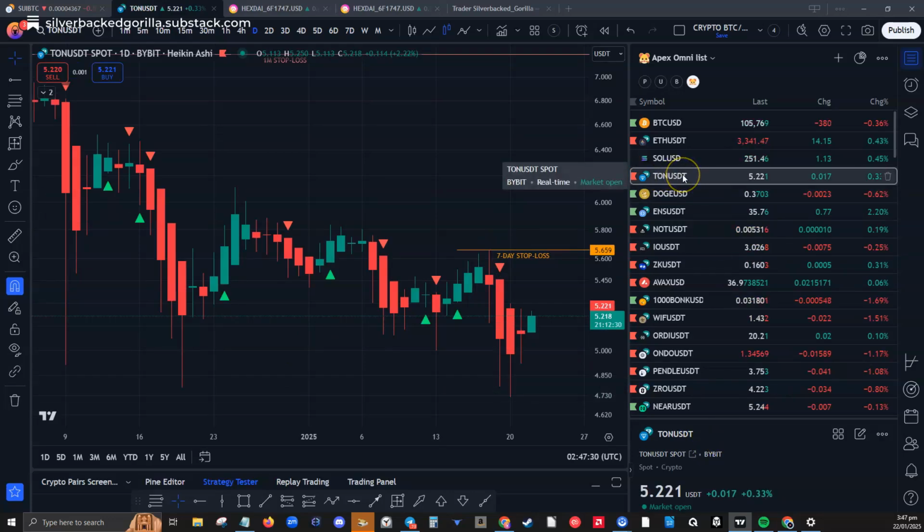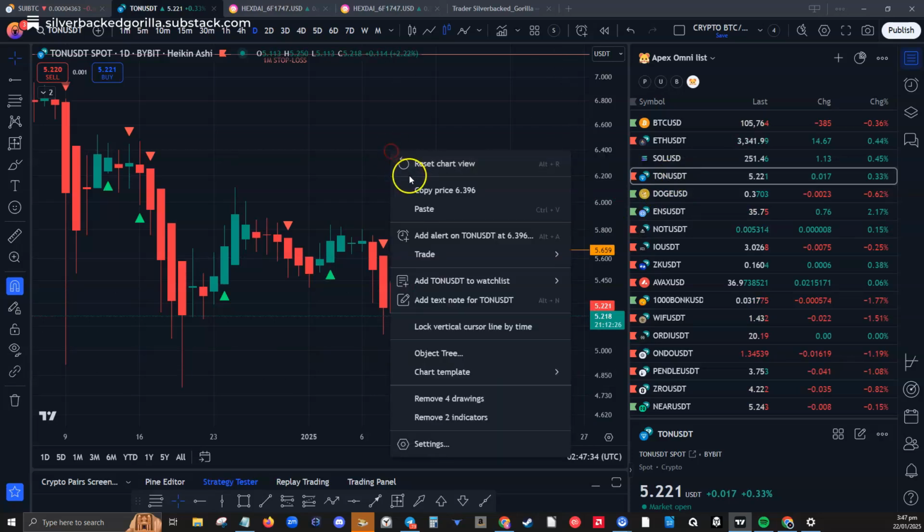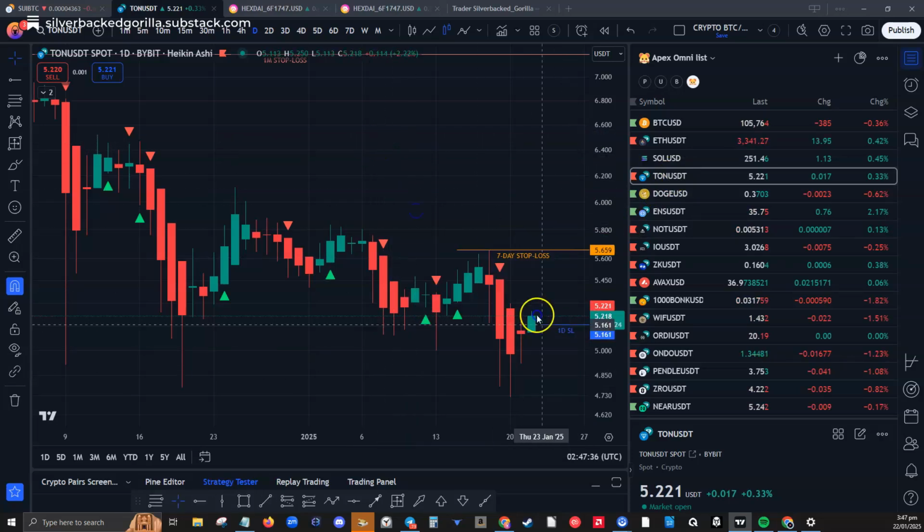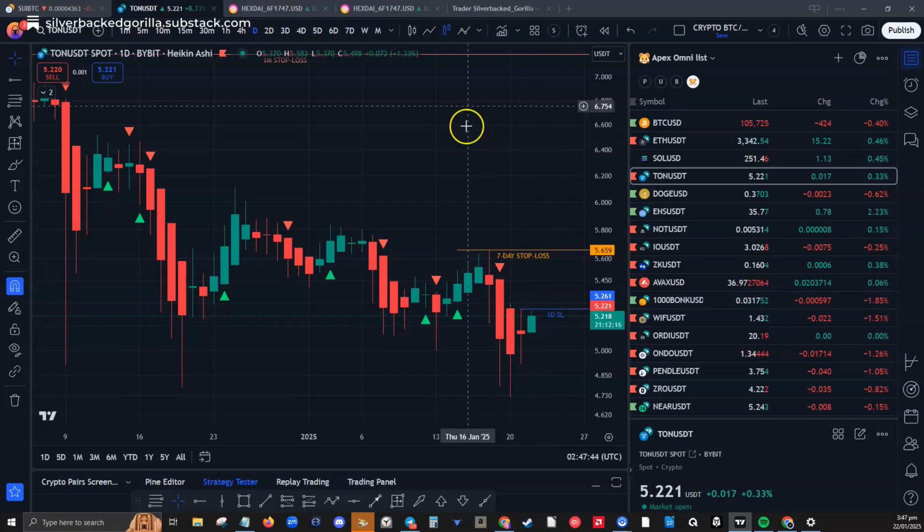TON on the weekly is red. So let's have a look at the daily. We're going to look at the daily. Daily straight away, it's a short. So it's a short, and then we have a short signal. So three confluences. It looks like it wants to try and creep up.